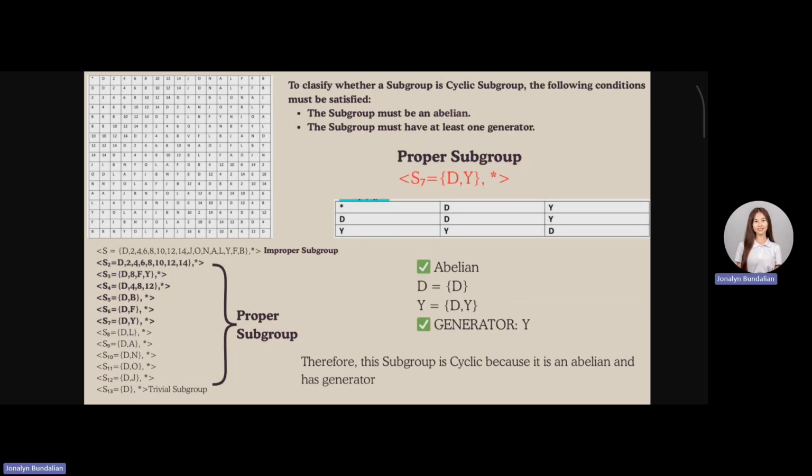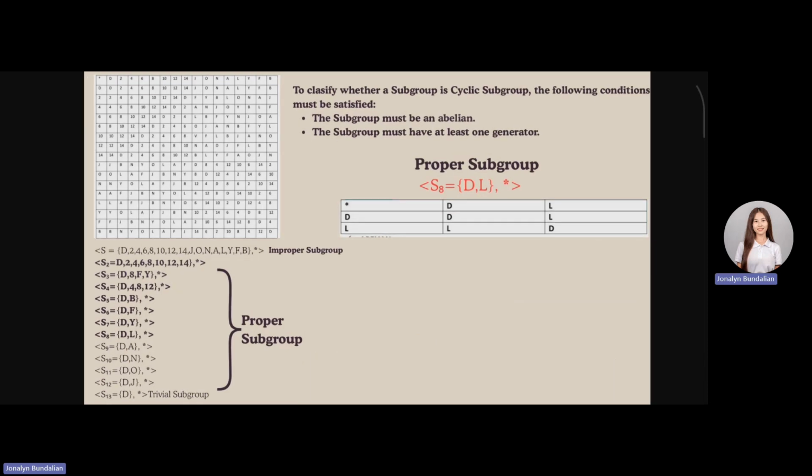D is equal to D, Y is equal to DY, and the generator of S sub 7 is Y. Therefore, this subgroup is cyclic because it is abelian and has a generator. Next, S sub 8 is equal to DL, and we will check if it is abelian and must have at least one generator.